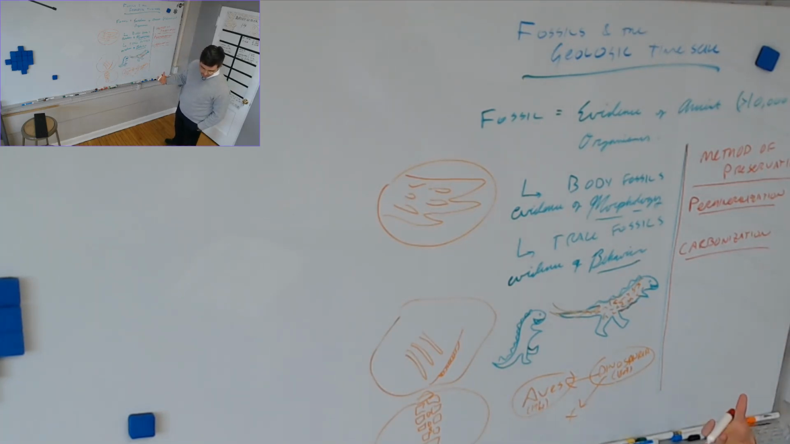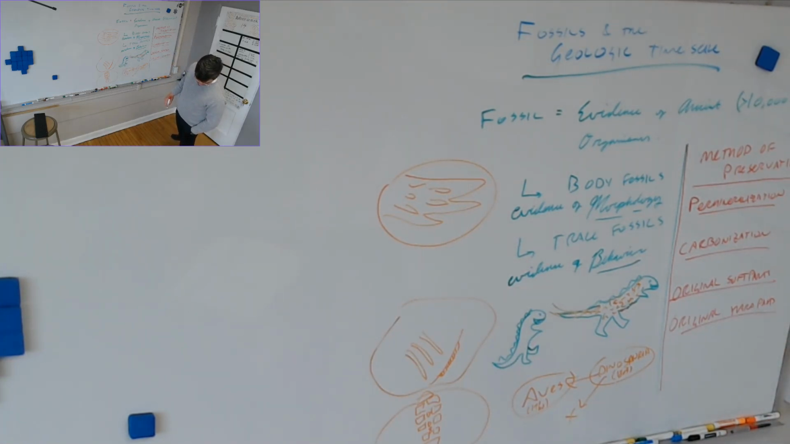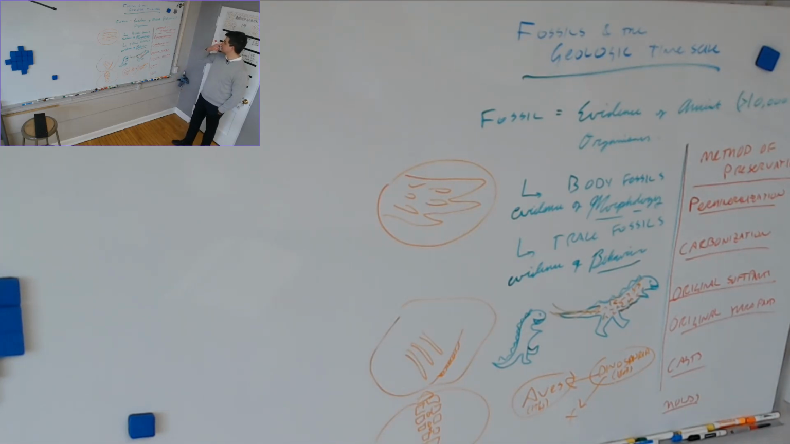It says amber fossil. I'm unwilling to put that in there. I'm going to put original soft parts and original hard parts. Carbonization. Casts and molds. Those are the ones that I'm familiar with that I would like you to know.